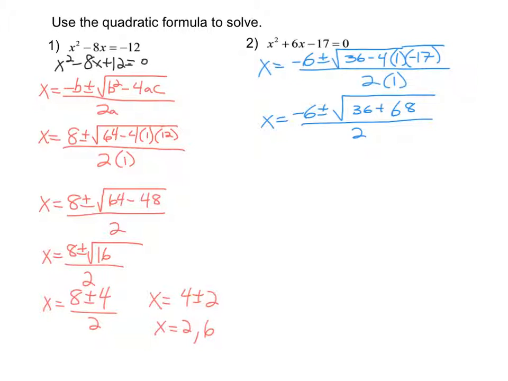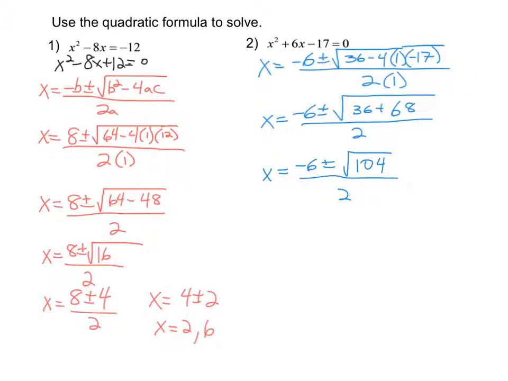All right, so I figured out that negative 4 times negative 17 was positive 68. Okay, so I've got negative 6 plus or minus the square root of 36 plus 68. So I'm going to go ahead and work that discriminant a little bit more, and you'll notice that I keep writing stuff down over here to change little pieces of it all together. Okay, so I've got negative 6 plus or minus the square root of 104 over 2.